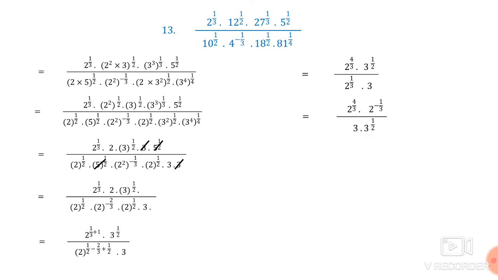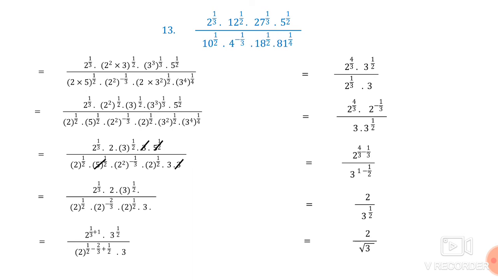Now solving the same base, exponents will be added. So 2 exponent 4 upon 3 minus 1 upon 3. Here we have 3 exponent 1 minus 1 upon 2. Solving the fractions, we will get 2 upon 3 exponent 1 upon 2. We cannot solve it further, so this is our answer. Instead of writing 3 exponent 1 upon 2, we can write it as square root of 3. This is the answer.